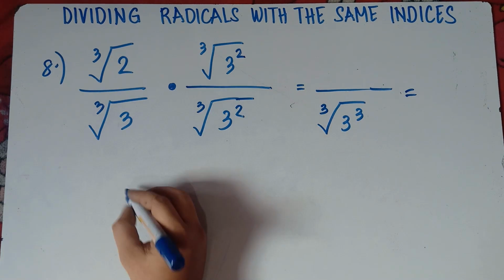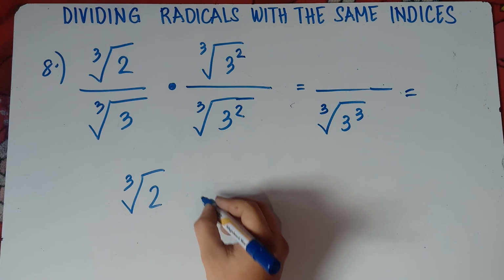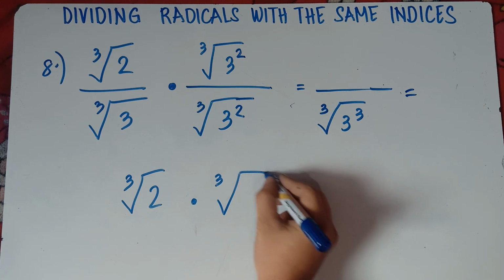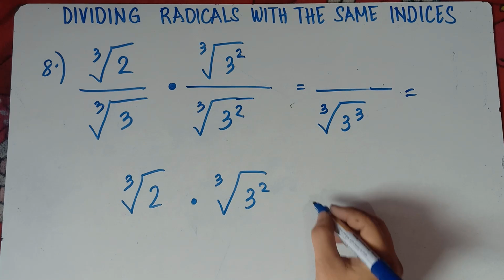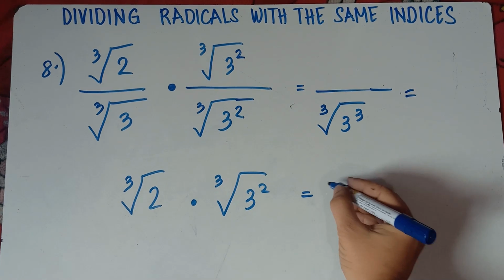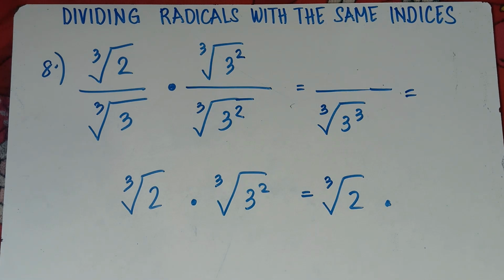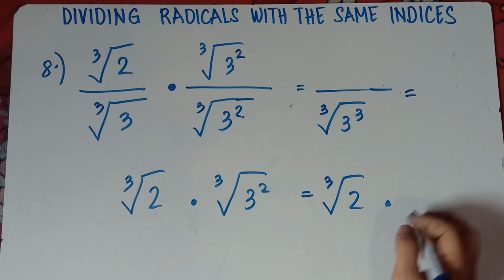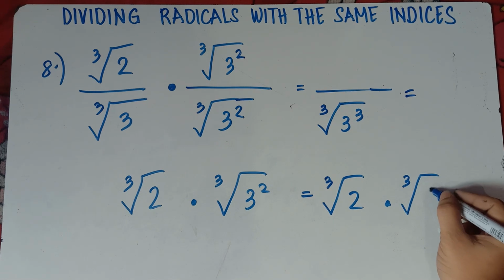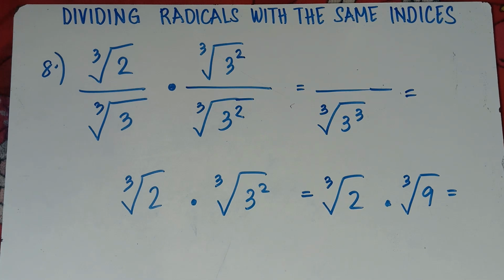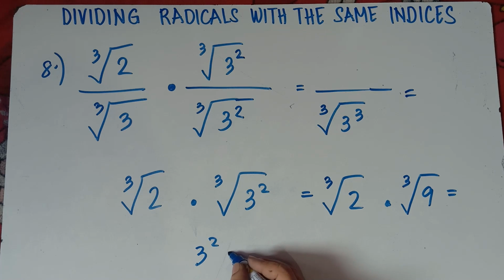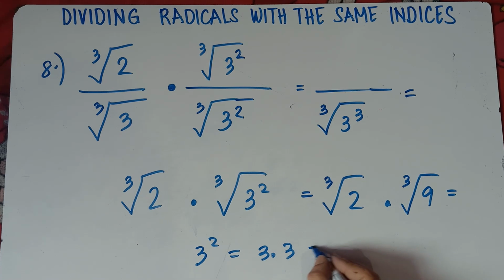And on the upper part, cube root of 2 multiplied by cube root of 3 squared. So copy cube root of 2, then cube root of 3 squared, class. What is that? Cube root of 3 squared, that would be cube root of 9, right? That would be the cube root of 9. Why is that, sir? Because 3 squared is the same with 3 times 3. And 3 times 3, that is 9.